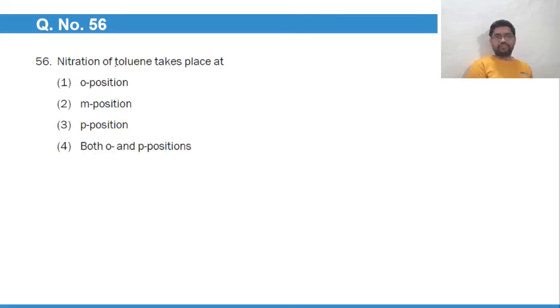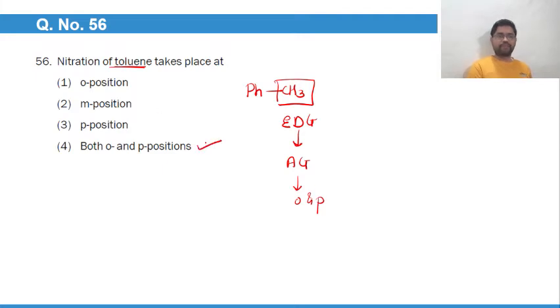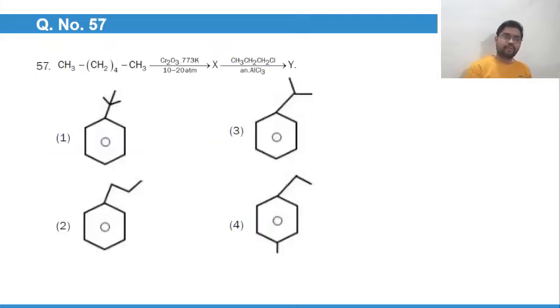56. Nitration of toluene. Toluene is C6H5CH3, and this CH3 is an electron donating group. That means an activating group. That means ortho and para position. So both ortho and para positions. That is option number 4.